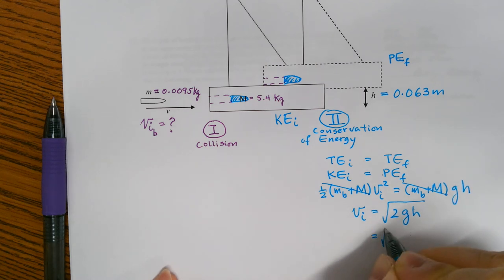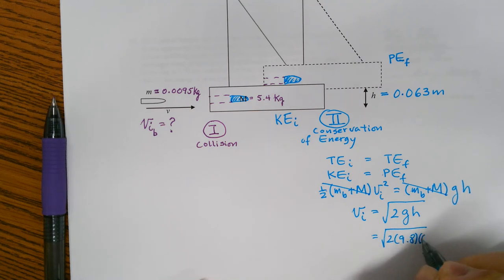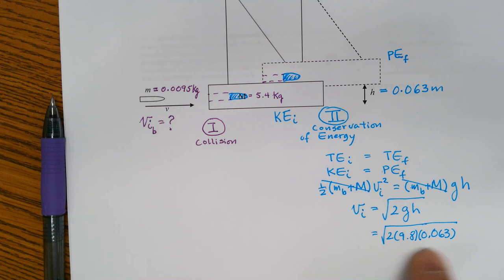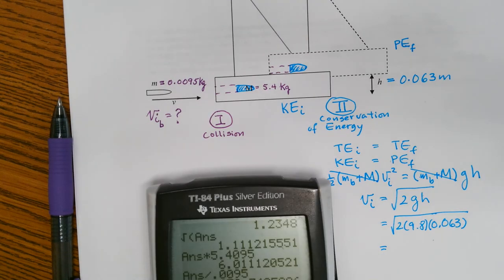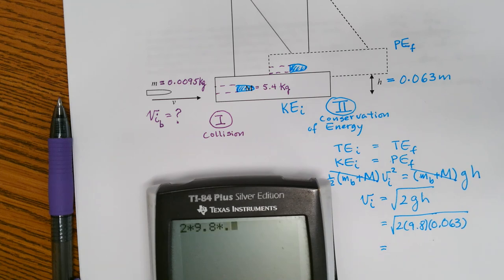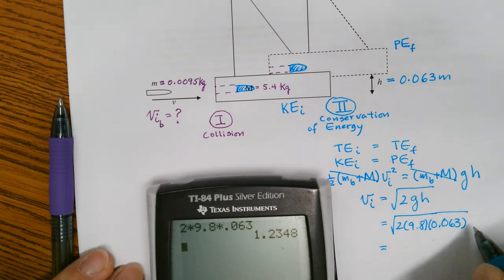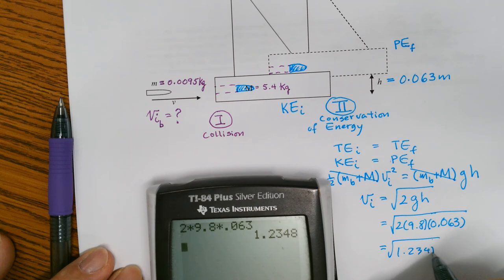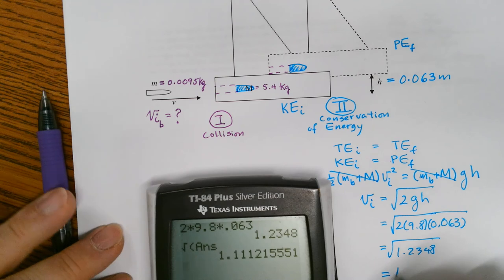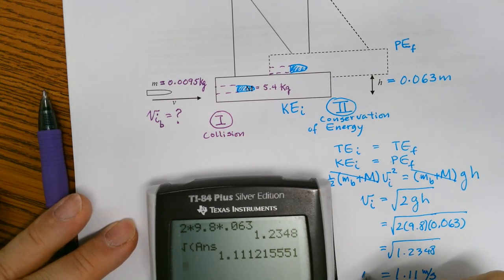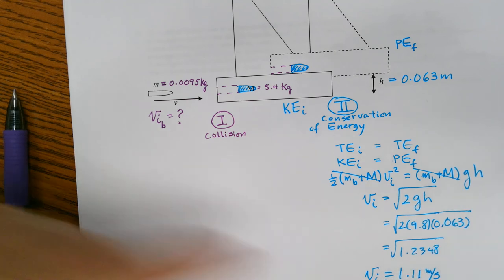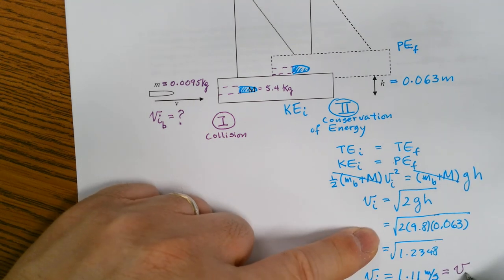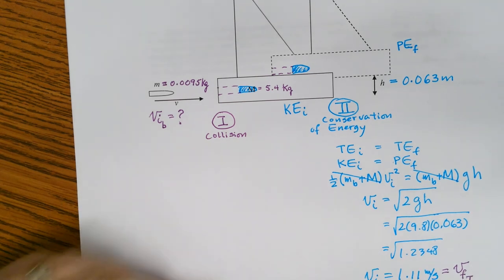So what is that? Square root of 2 times 9.8 times the height of 0.063 meters. Now notice if you don't put that into meters, you're going to get mixed units and it's going to be a headache. So what is that? 2 times 9.8 times 0.063 is 1.2348, and the square root of that is 1.11 meters per second. That is my V initial of phase 2, which is equal to the final velocity of phase 1 right after the collision.